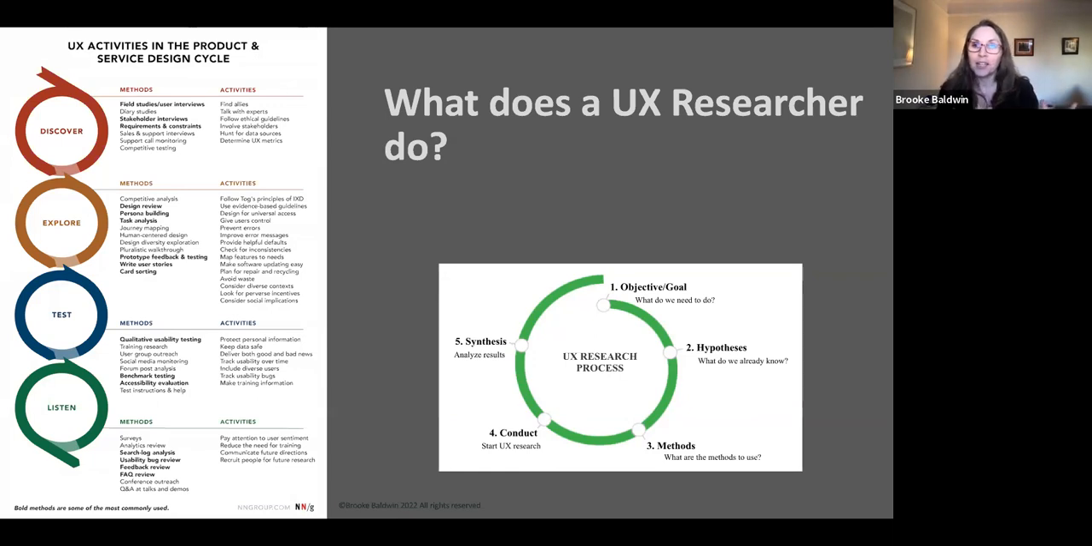But let me talk a little bit about some of the methods that we use. So for me, I am what's called a qualitative researcher. The methods I mostly employ are qualitative in nature. I do some quantitative research, but I'm not what I would call a hardcore quant.